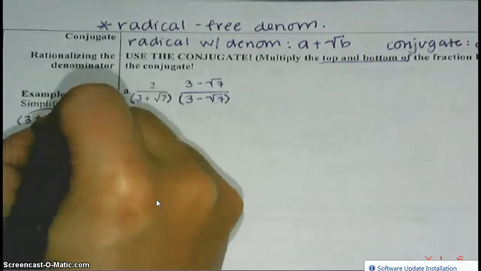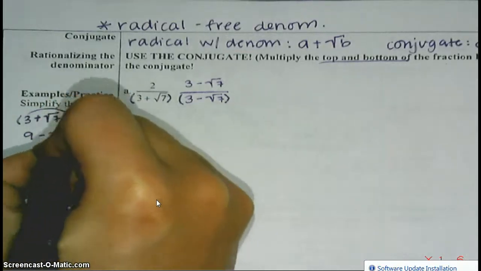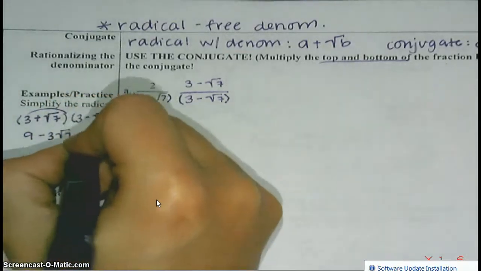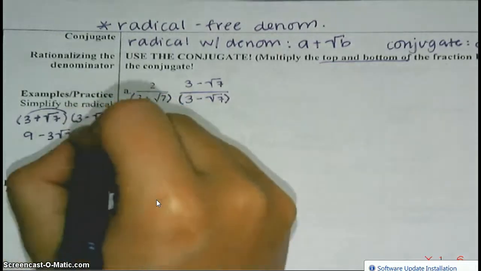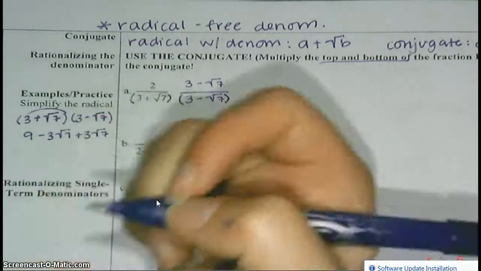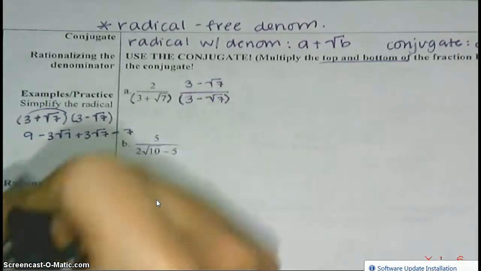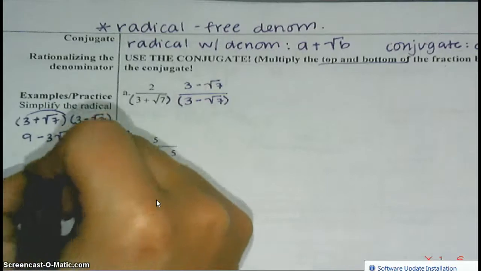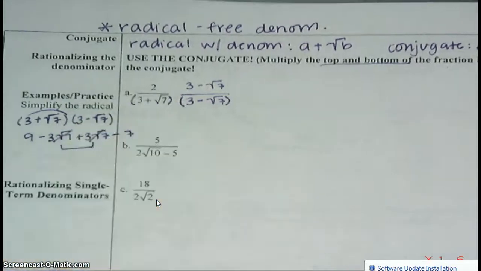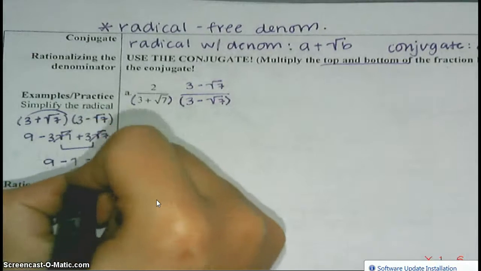So this is going to be 9 minus 3 square root 7 plus 3 square root 7. Again, the square root of 7 times the square root of 7 is just 7, and then it's negative because of that negative sign. Here's the case where they cancel out, so those are gone, leaving you with 9 minus 7, which is 2.